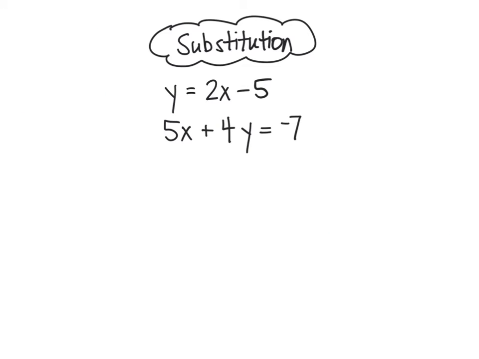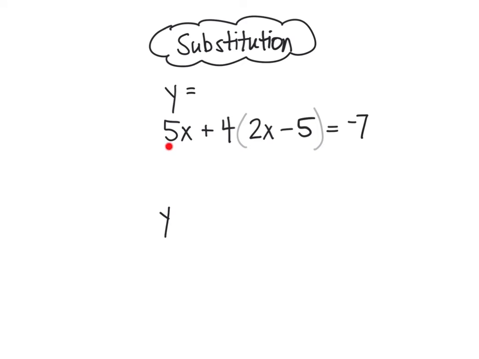Okay, we have another system here which calls for substitution because one of the variables is isolated. Even though no variable is isolated here, it's okay. We're going to work with this. So y equals 2x minus 5, and y is also over here. So I'm going to substitute 2x minus 5 into this y. And this is the equation that I want to work with to solve for x.